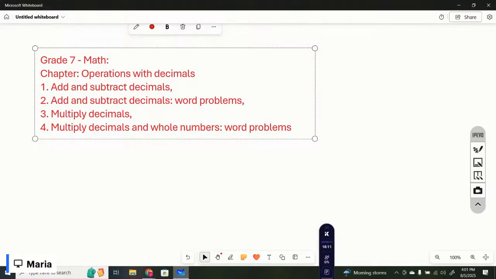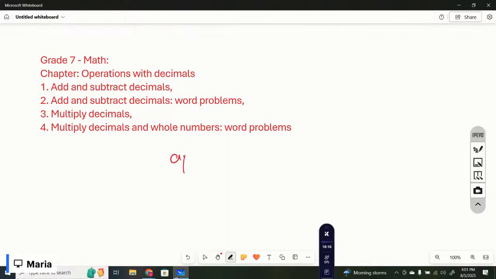We are here for grade 7 math. You can find all the lessons on aplusstudents.com. You have to log in there using your email address and password as provided by the administrator.